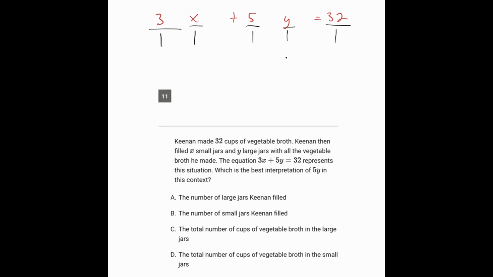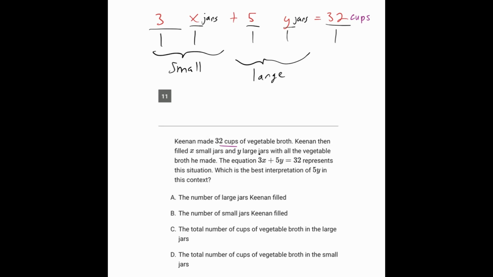Now, out of these individual numbers and variables that we have here, some of them have units that were given to us. For instance, 32 is the number of cups. So 32 cups. And what else do we know? We know that X is the small jars and Y is the large jars. So let's go ahead and say X jars here and Y jars there. And this all pertains to the small ones, and this all pertains to the large ones.